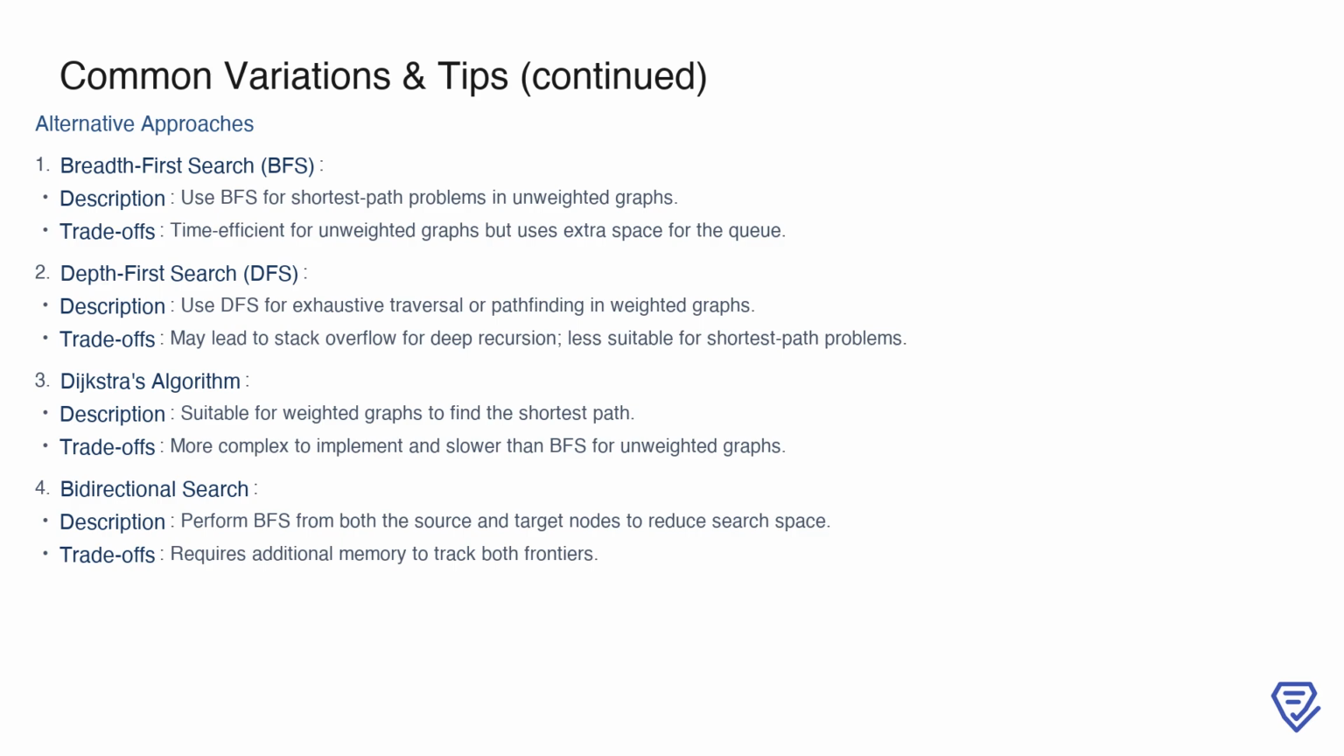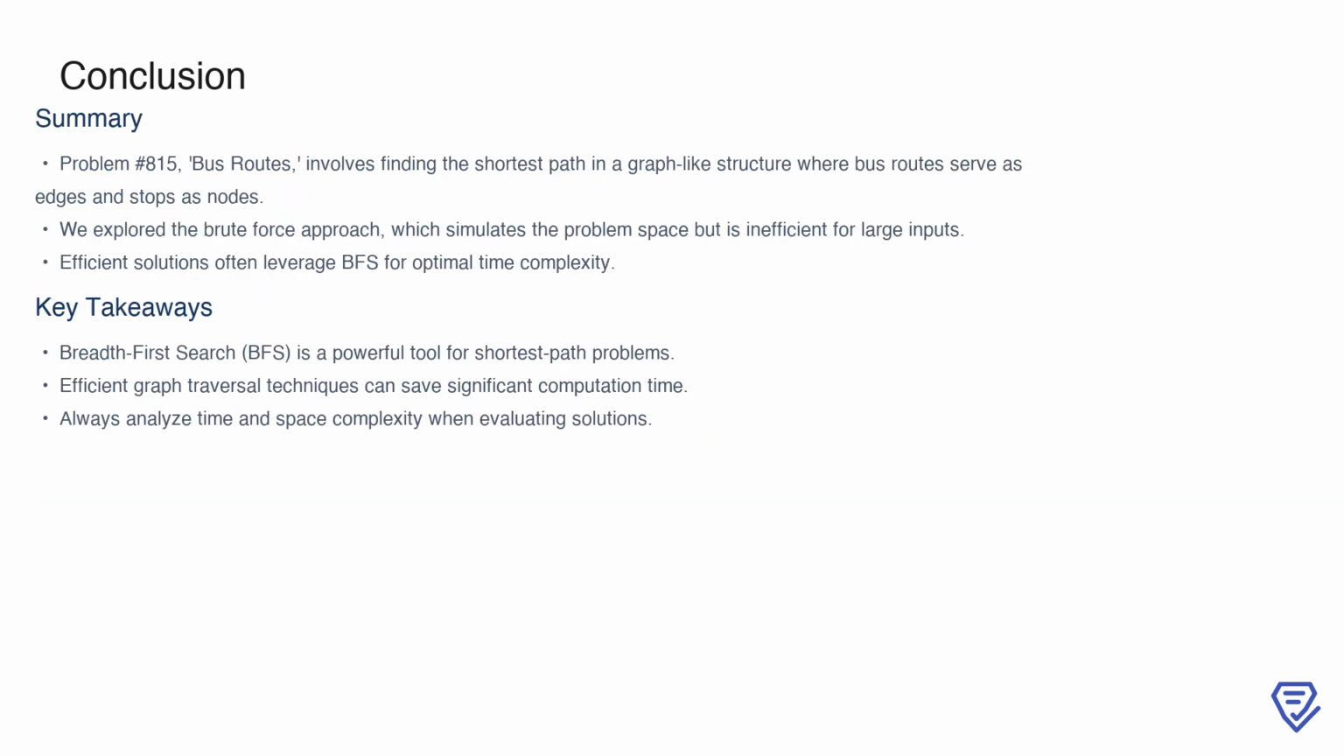For weighted graphs specifically, Dijkstra's algorithm is a great option for finding the shortest path. While it's effective, it's more complex to implement and slower than BFS for unweighted graphs. Lastly, bidirectional search is an advanced technique where you perform BFS from both the source and target nodes, significantly reducing the search space. However, it does require additional memory to keep track of both search frontiers. Each of these approaches has its own trade-offs, so it's important to choose the one that fits the problem's requirements best.